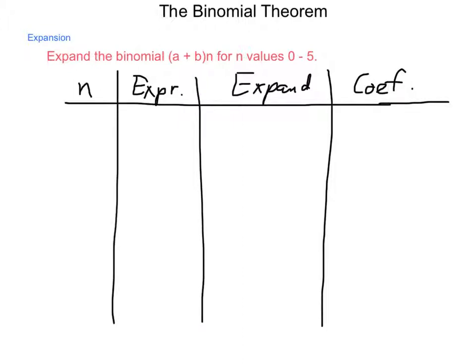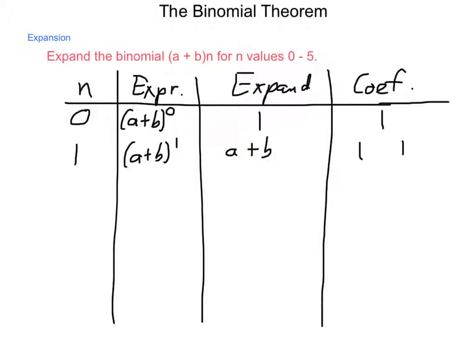So for n being 0, we have a plus b to the 0 power. Hopefully you remember anything to the 0 power is simply 1. No variables at all, so our coefficient is just 1. Next, our first row, this is a plus b to the first, which anything to the first power is just itself. So our coefficients become 1 and 1.